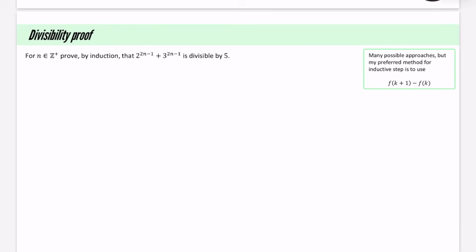We're going to finish off with the divisibility proof, and divisibility proofs are, I think, one of the trickiest. I think they can be one of the more challenging questions because there's lots of different things they can ask for. So do make sure that you're really, really prepared for the divisibility type of questions.